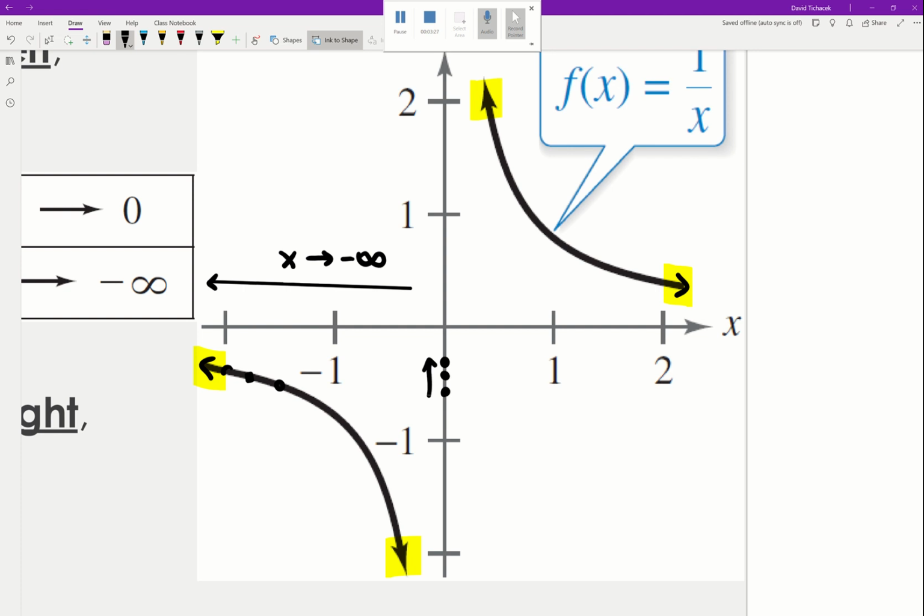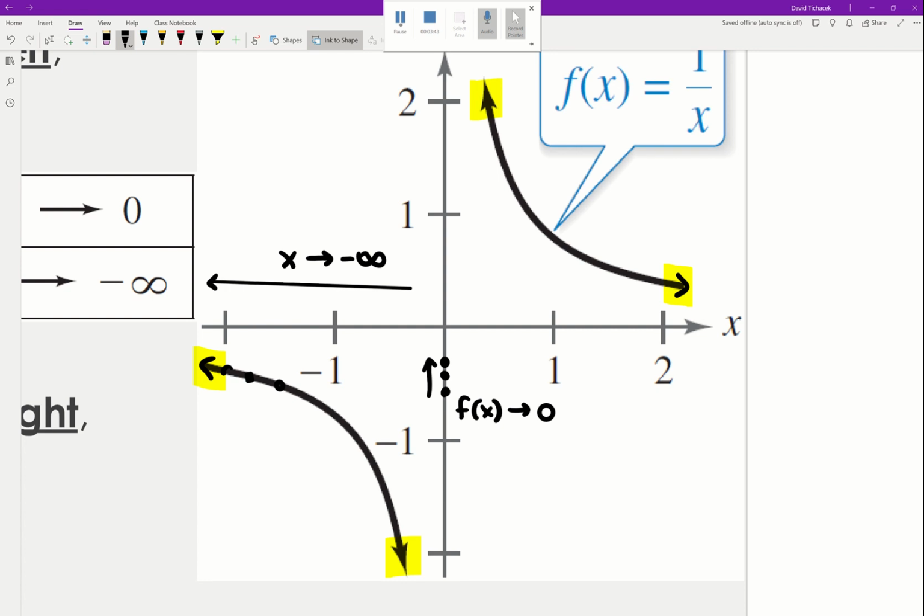So as your x's get further to the left, you'll notice that your outputs here are going to constantly approach this value of 0, okay? So f of x, the output, would approach 0 in this way, okay? So it'll approach 0 from the bottom.